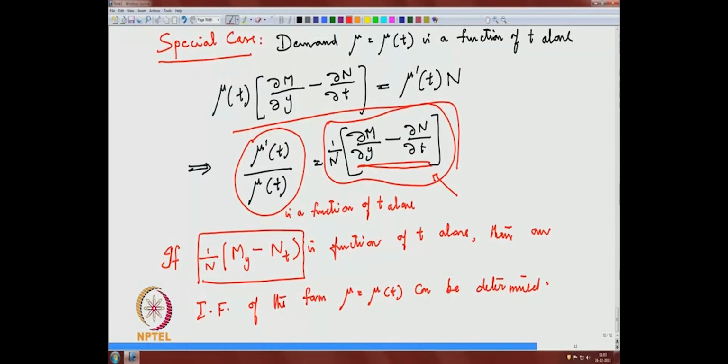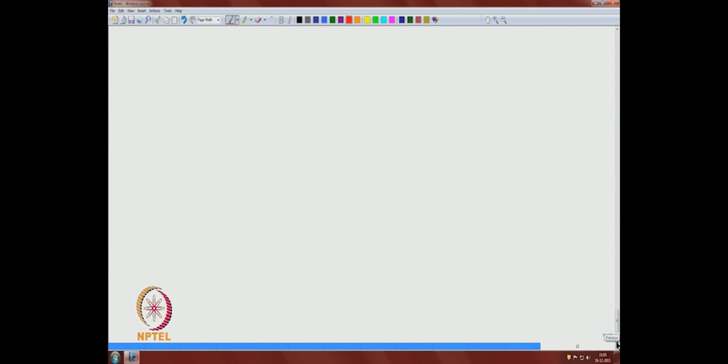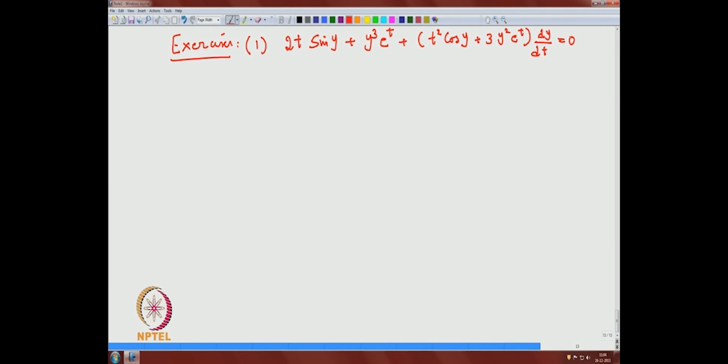This is more or less what we want to tell you in this class, but I can give you two simple exercises to work out. The one equation I will write here: 2t, you determine whether it is exact. I am not even stating the complete problem, I will write only the equation, and these are all cooked up: cos y plus 3y square e power t dy by dt equal to 0. Okay. So, this equation can be solved. I want you to solve this equation. You can see that this equation is exact.